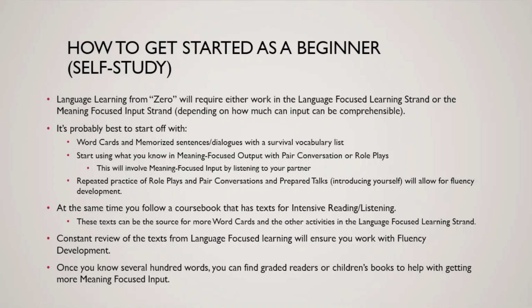But if you are learning two very different languages like English and Chinese, for example, or Russian and Swahili, then the meaning-focused input strand is likely not going to help you too much unless it's very contextualized, something like Rosetta Stone. So it's probably better to start off with word cards and memorize sentences and dialogues. So find a survival vocabulary list, or if your course book is really good, then start learning the words and memorize sentences and dialogues from that.